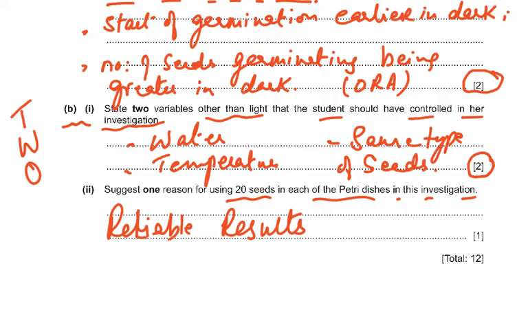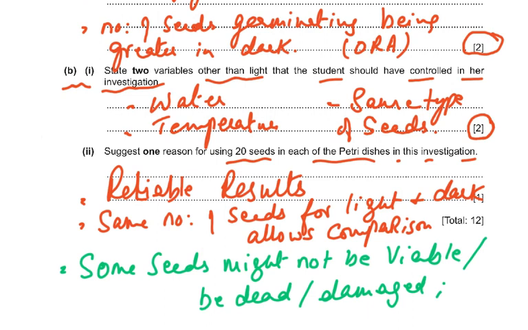And some seeds might not be viable. Viable means they might not be living. Even if they are in the dormant stage, there is a time period for every seed. They remain dormant for a certain period, and they can still germinate during that time, but then they will be dead or damaged. So, reliable results, and the same number of seeds for light and dark to allow a fair comparison. And some seeds might not be viable, or maybe dead, or maybe damaged.